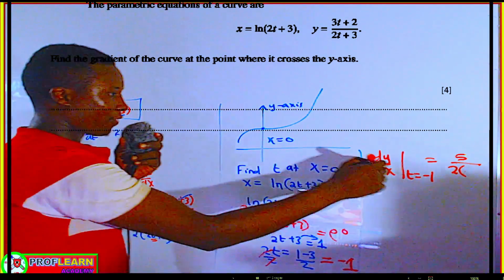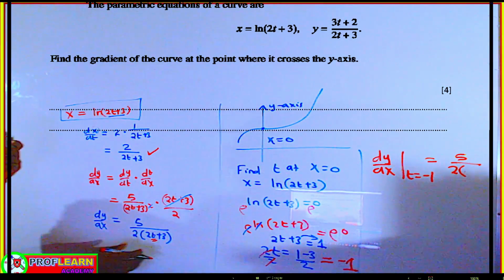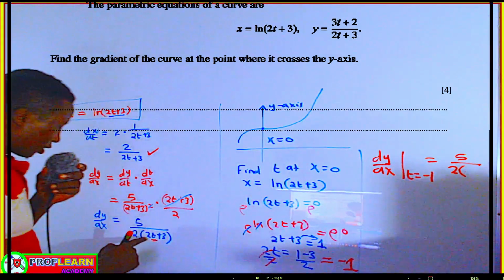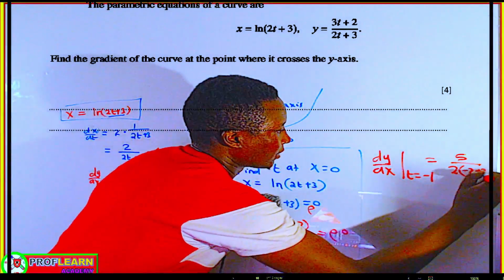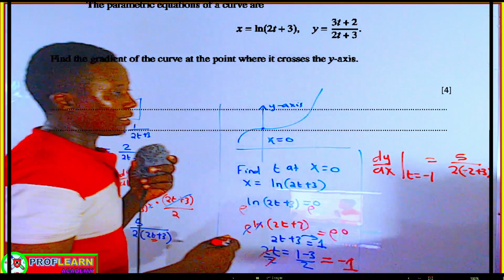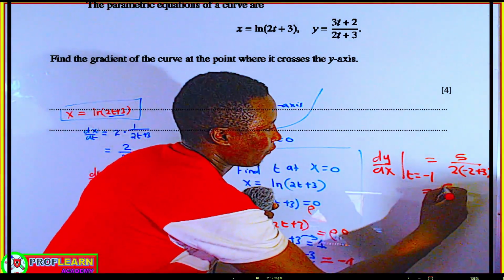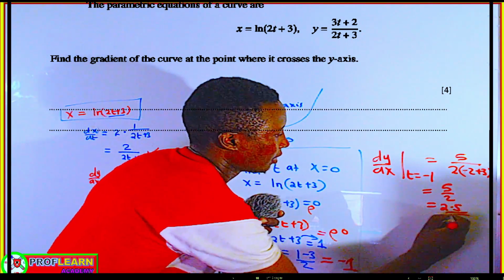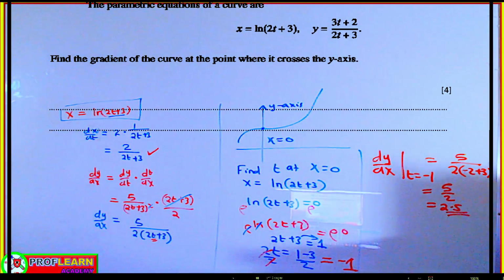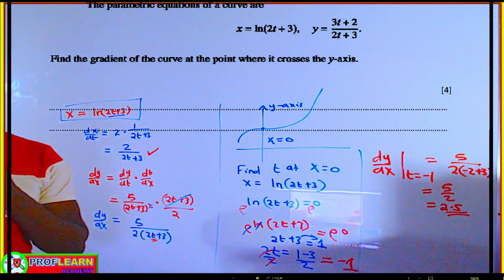So that's why we're finding dy/dx for this function where t is negative 1, and this is going to be 2 times negative 1, which is negative 2, plus 3, and that's going to be 1 times 2, and then this becomes 5 over 2, and the final answer becomes 2.5. So the gradient of the curve at the point where it crosses the y-axis is 2.5.